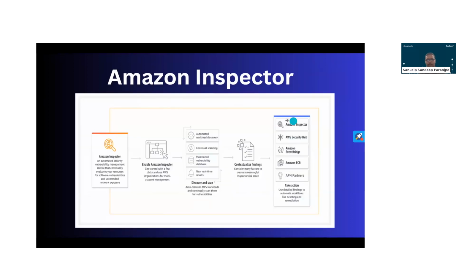And then this is the official diagram from the AWS website. First, we enable Inspector. Then the workloads are automatically discovered, and container scanning is there. Then the database is already maintained, as we will see on the Amazon console. Then it contextualizes the findings. It tries to give a CVSS score to the findings. Later the findings are sent to tools like Security Hub, EventBridge, or ECR, or anything.